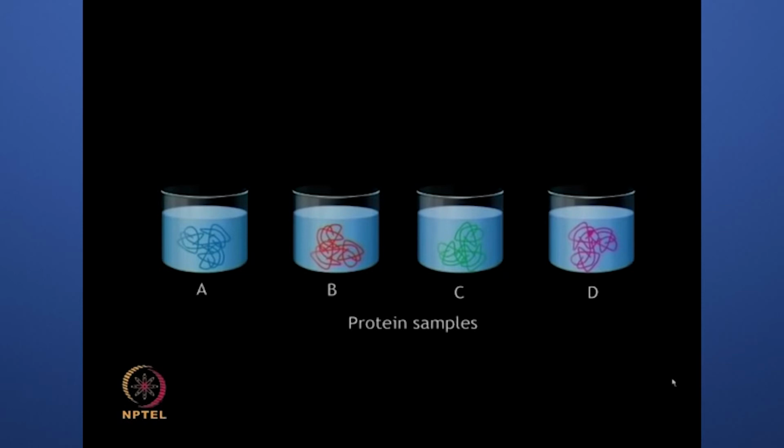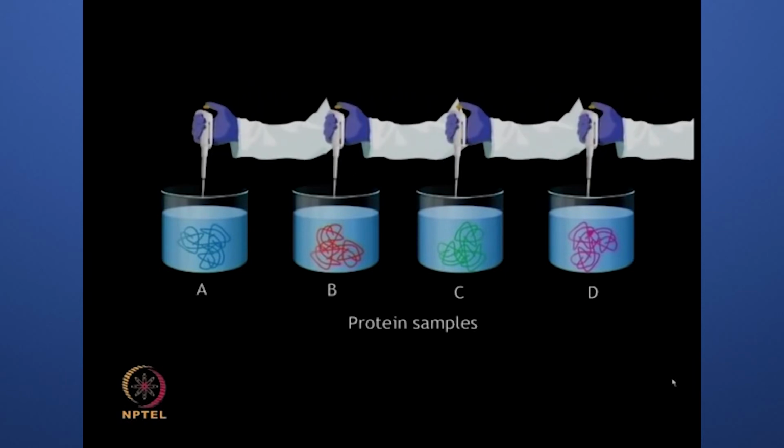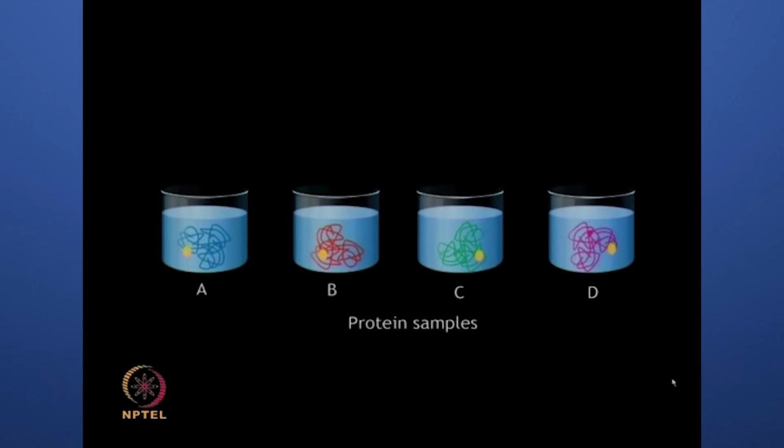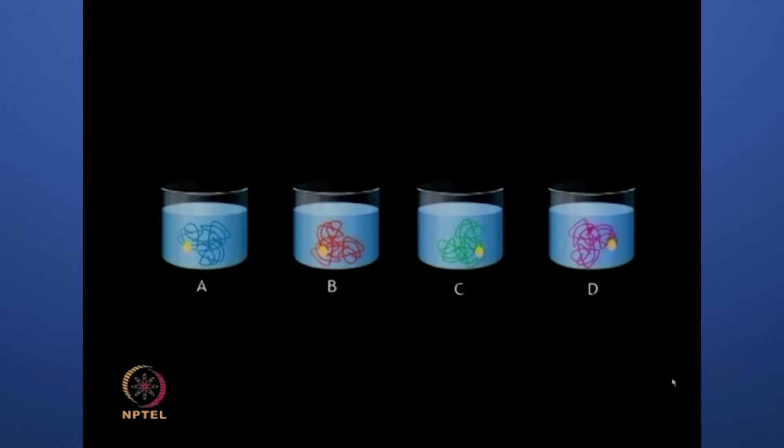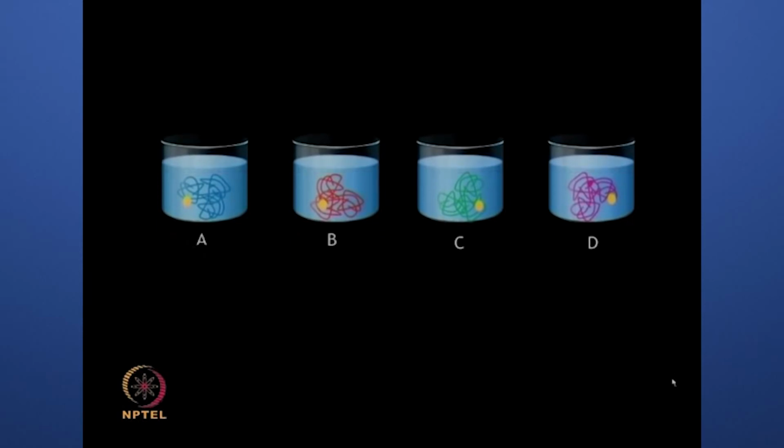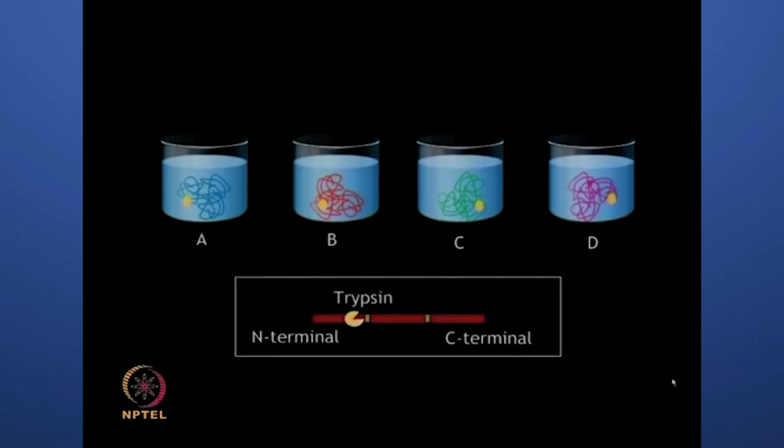Okay, in this animation we will talk about the iTRAQ technique. The protein samples to be analyzed are first digested with trypsin into smaller peptide fragments. The trypsin cleaves the proteins at the C terminal of lysine and arginine residues, unless they are followed by a proline residue.